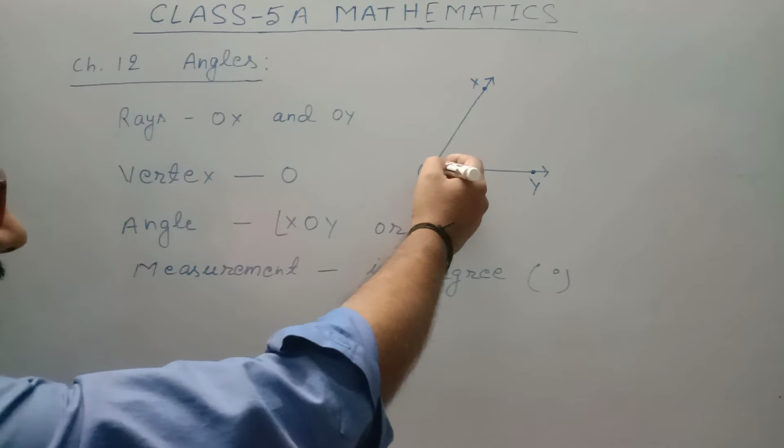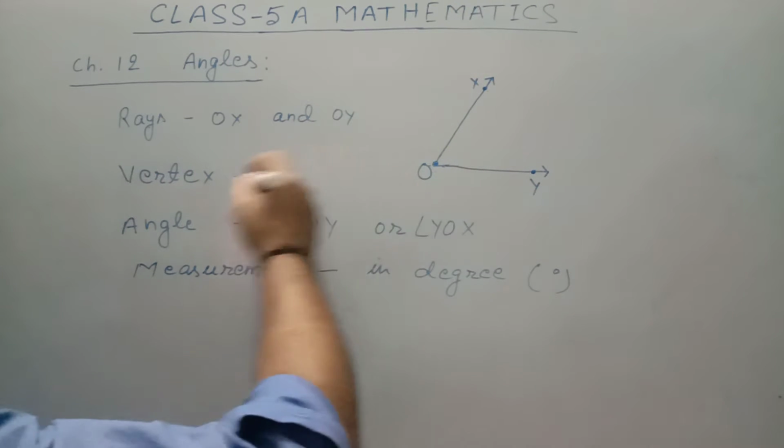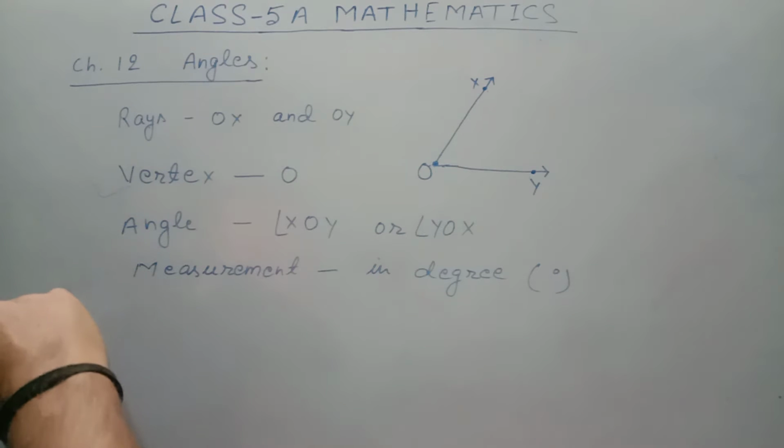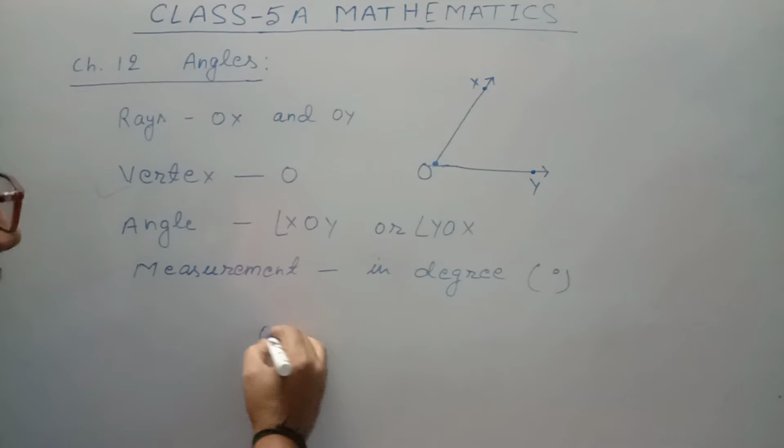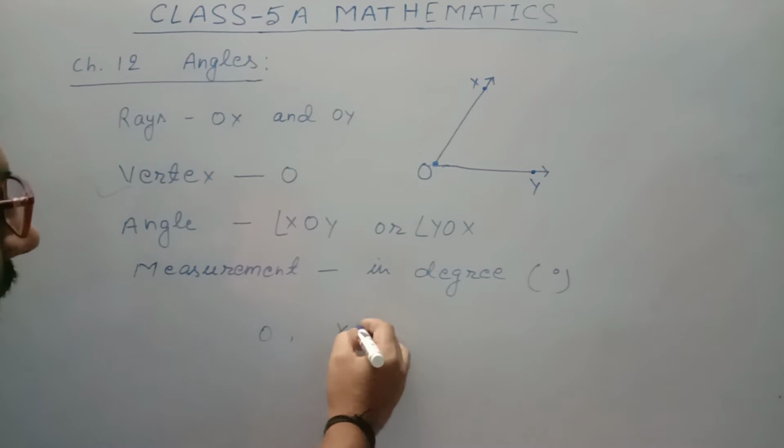This meeting point O is called the vertex. So the name of this vertex is O, and the angle is called XOY.